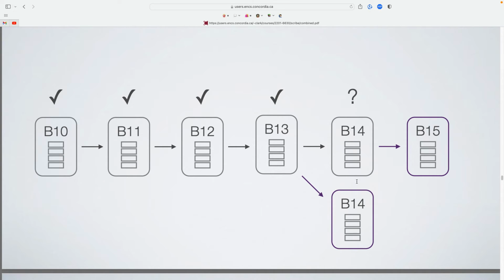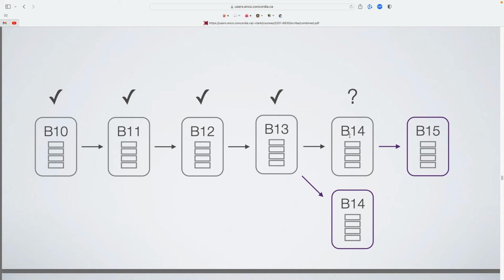These are very temporary forks that happen, usually when two people solve block 14 at the same time and they don't hear about each other's blocks. There are a couple of things the longest chain consensus is going to solve, like three problems for us. Let me slow down and take them one at a time.